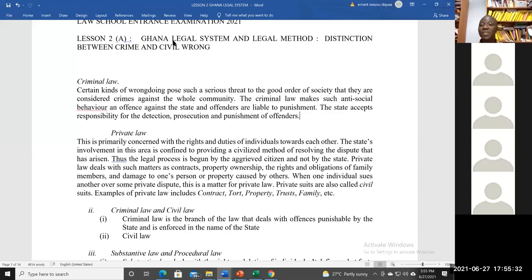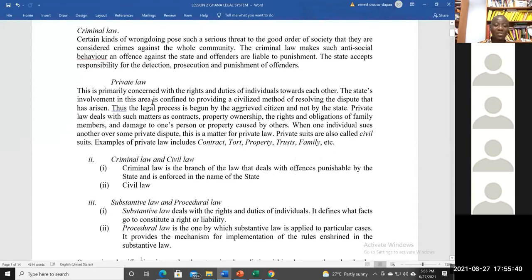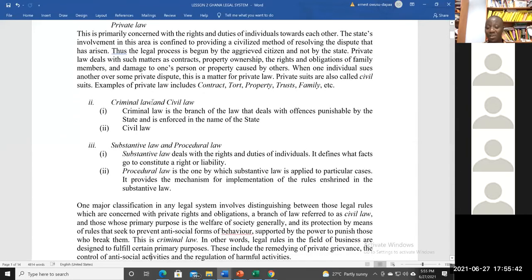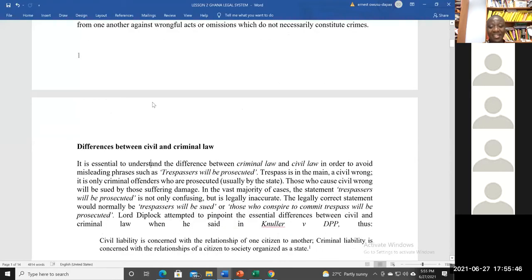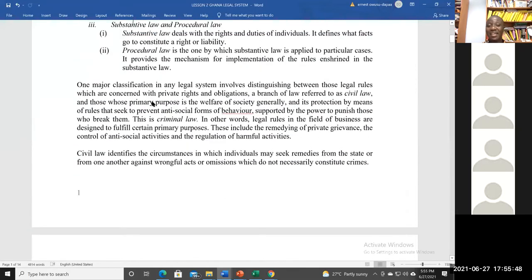All right, thank you. So I was saying that in terms of crime, you may be invited to distinguish between a crime and a civil wrong. We'll look at that in a minute.